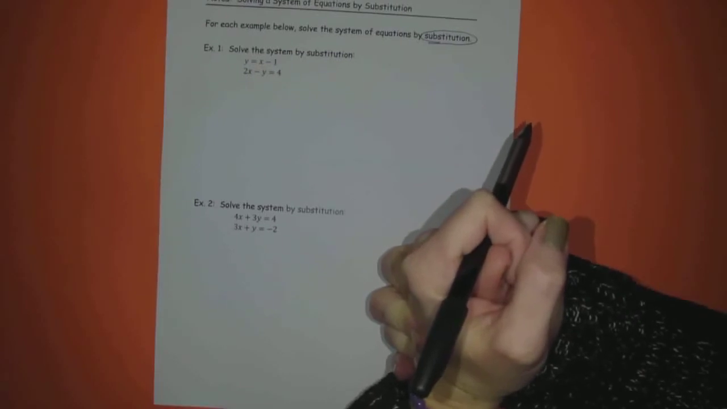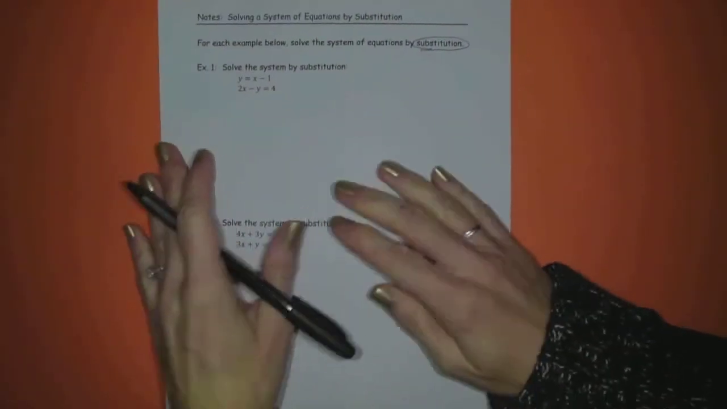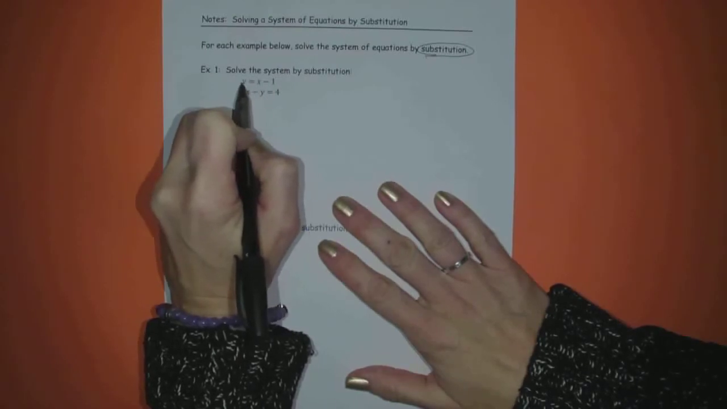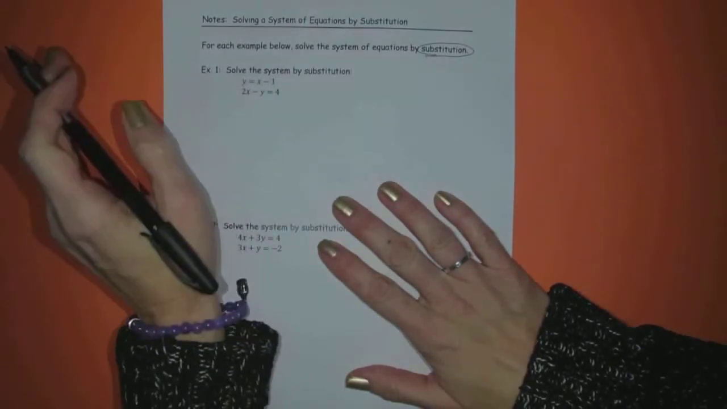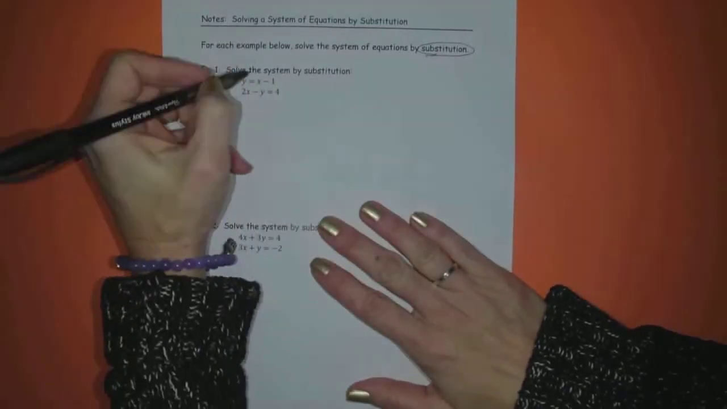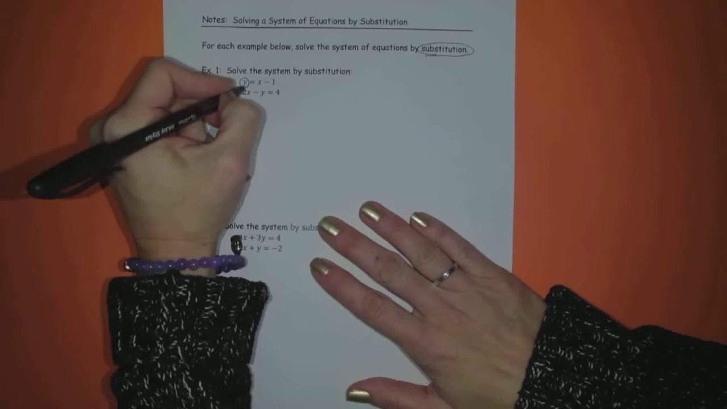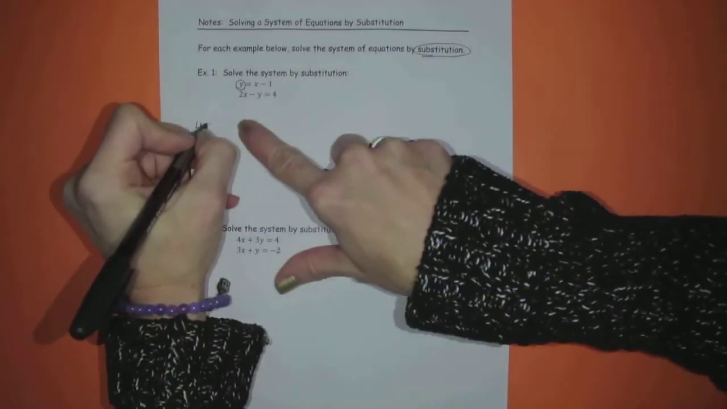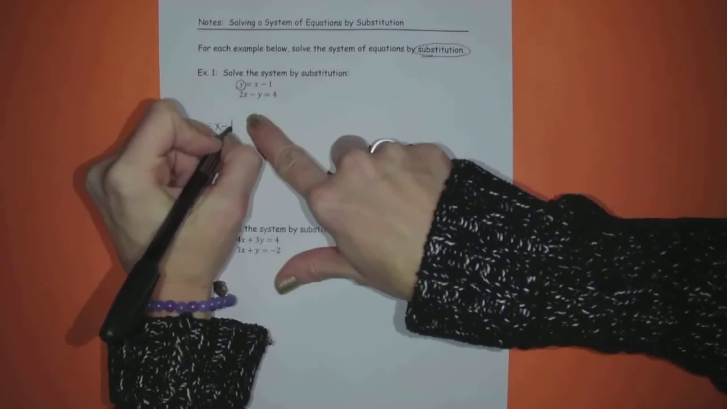Slope-intercept form is ideal, because in slope-intercept form you have y equals, and your y is all by itself. That's what you want. You want at least one of your equations to be solved for a single variable. Okay, so let me bring this down. So y equals x minus 1.